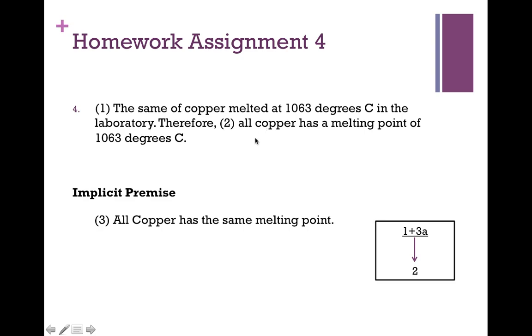You're trying to bridge, moving from this sample to all copper, and so you need something that's going to do that. It's like this piece of metal in front of me has a melting point of such and such degrees. Therefore, all copper has a melting point of this temperature. What do you have to assume? Well, this sample is like all samples, right? That all copper, and why would it be? Well, because all copper has the same melting point. So that's what you're trying to establish here.